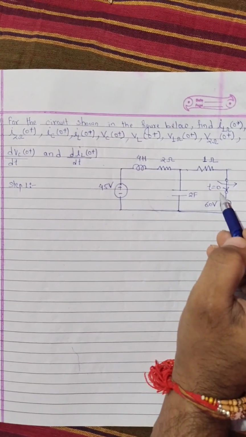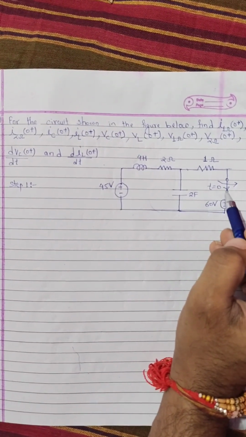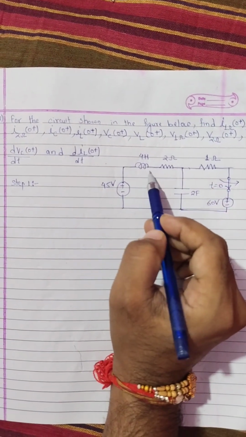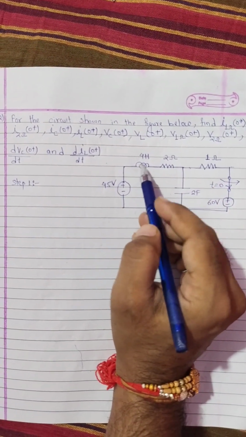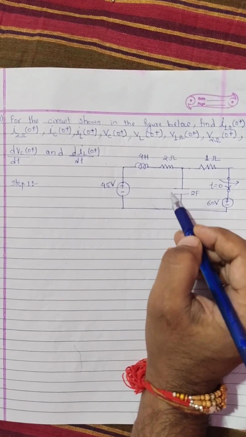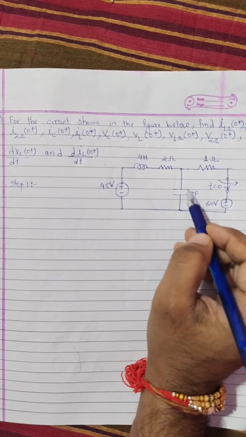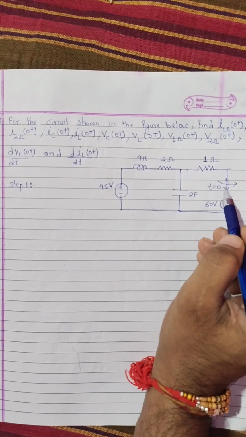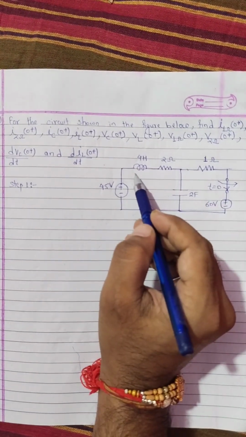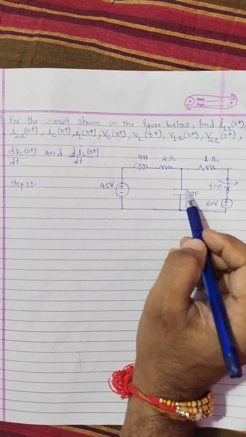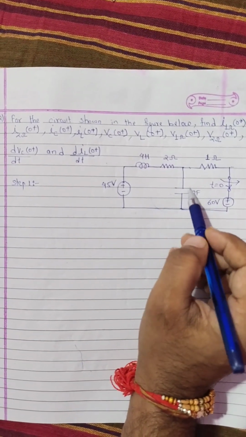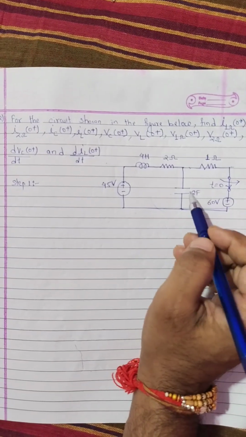So at t equals 0 minus, the switch will be in closed position, and we see that there is a flow of current in the 4 Henry inductor, and there will be voltage across the capacitor also at t equals 0 minus. So we can say that at t equals 0 minus, there is the flow of current in the inductor, and there is voltage across the capacitor.